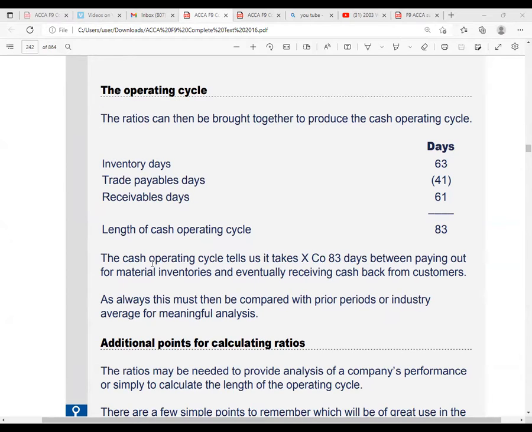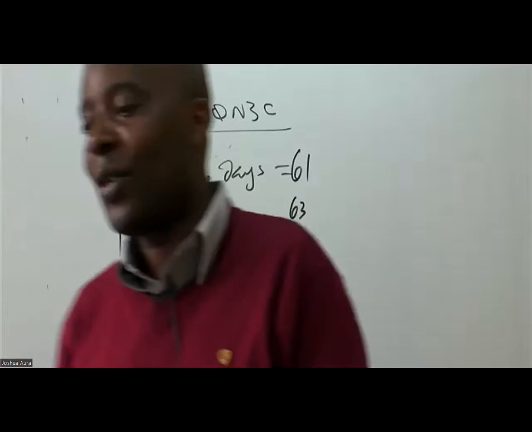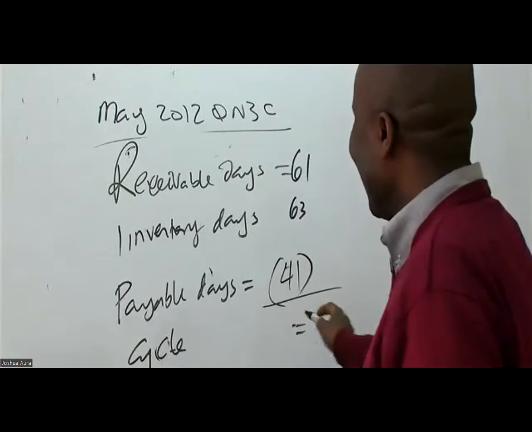The cash operating cycle, very fast. Is there somebody who can give us a figure? 83 days, 83 days. And you can see the answer given here. It's here, it's 83 days. The length of the COC, the cash operating cycle, is 83 days. So in this case here, you guys are right. So it should be 83 days.